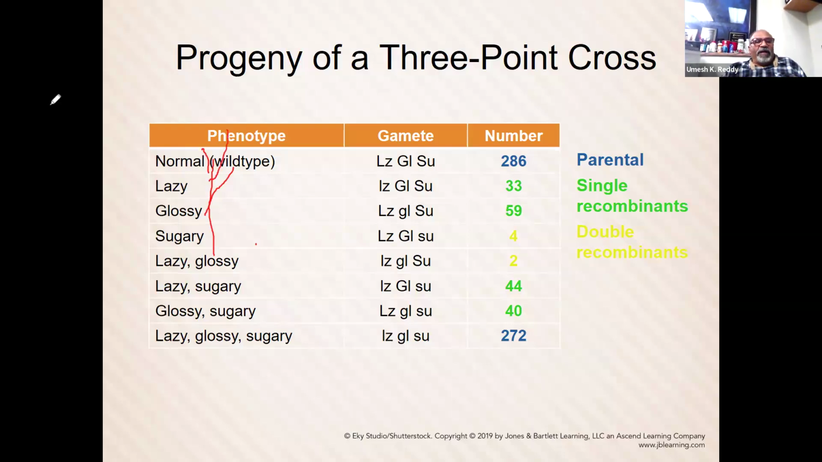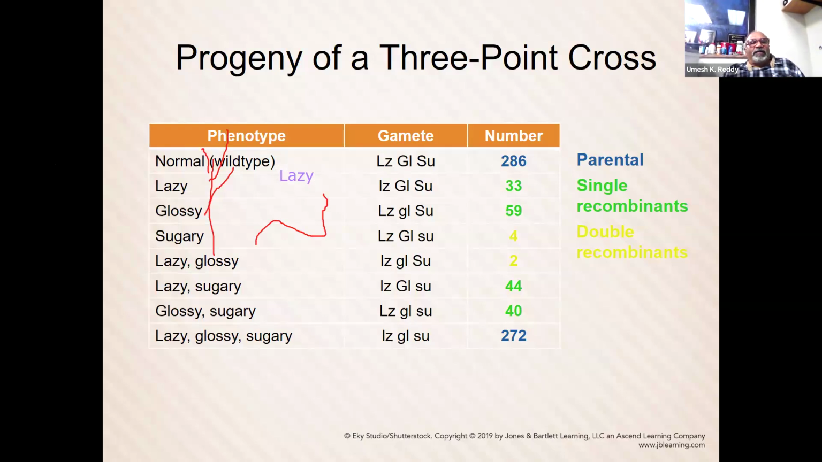Okay, but some plants grow like this. This is a mutant. So this plant is called lazy plant. Okay, so this is called lazy. It's a mutation. Because of mutation in stem, the plant kind of falls down like this.